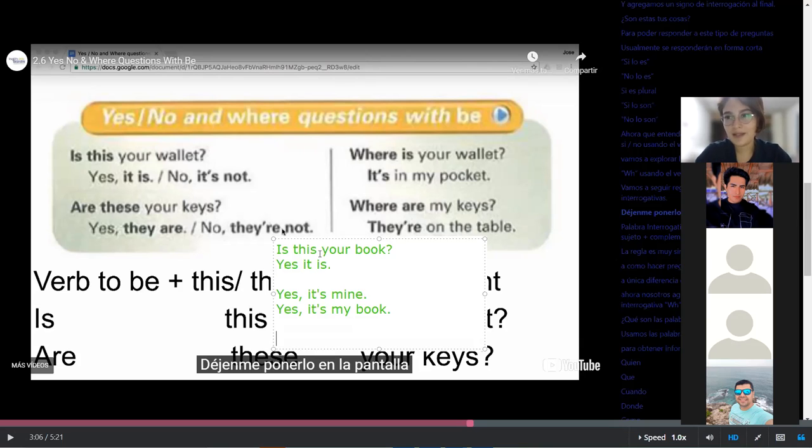So le vamos probablemente, we'll be excited, right? Vamos a estar contentos de que alguien lo halló. So I would say, yeah, it's mine. Where did you find it, right? ¿Dónde lo encontraste? I was looking for it.